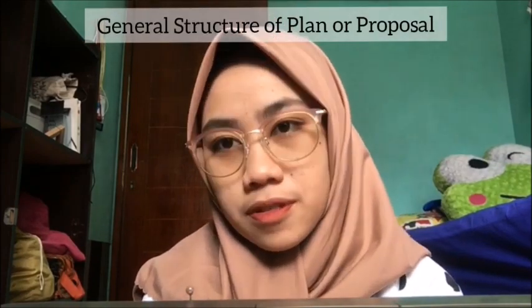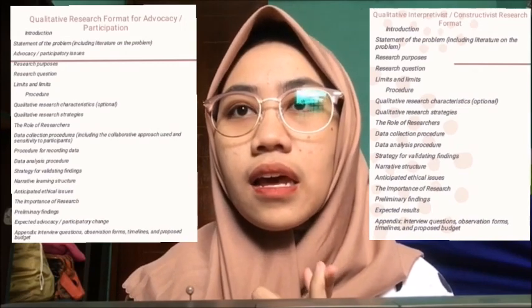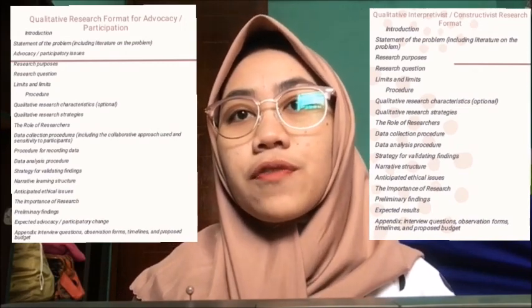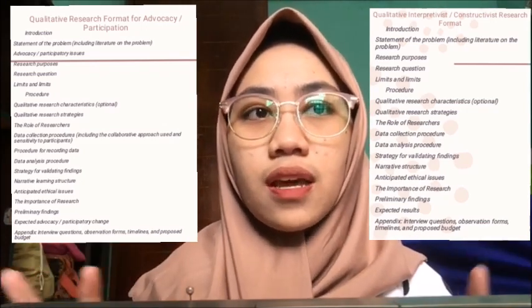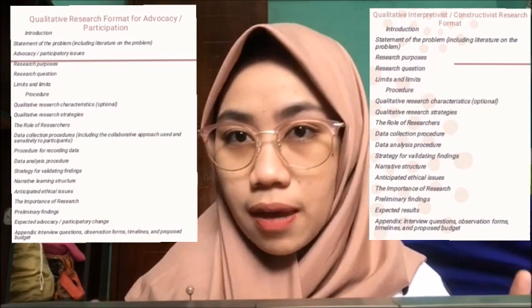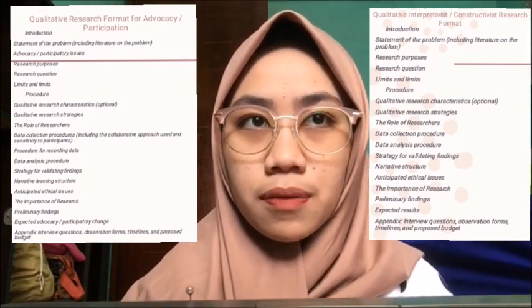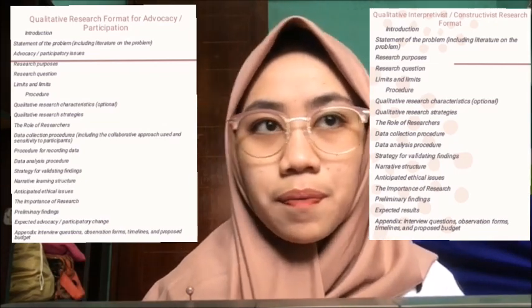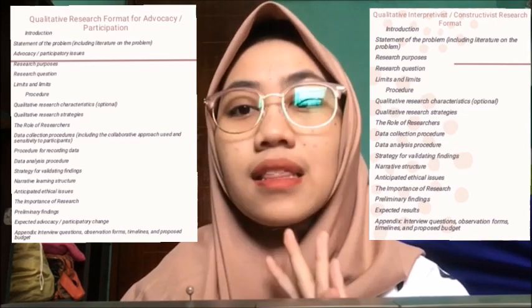I'm going to tell you my brief presentation about the general structure of a qualitative proposal. So basically there are two kinds: constructivist research format and qualitative research format for advocacy. They both have an introduction and a procedure which is about the same. The introduction includes the statement of the problem, including literature on the problem, research purpose, research question, and delimitations and limitations.